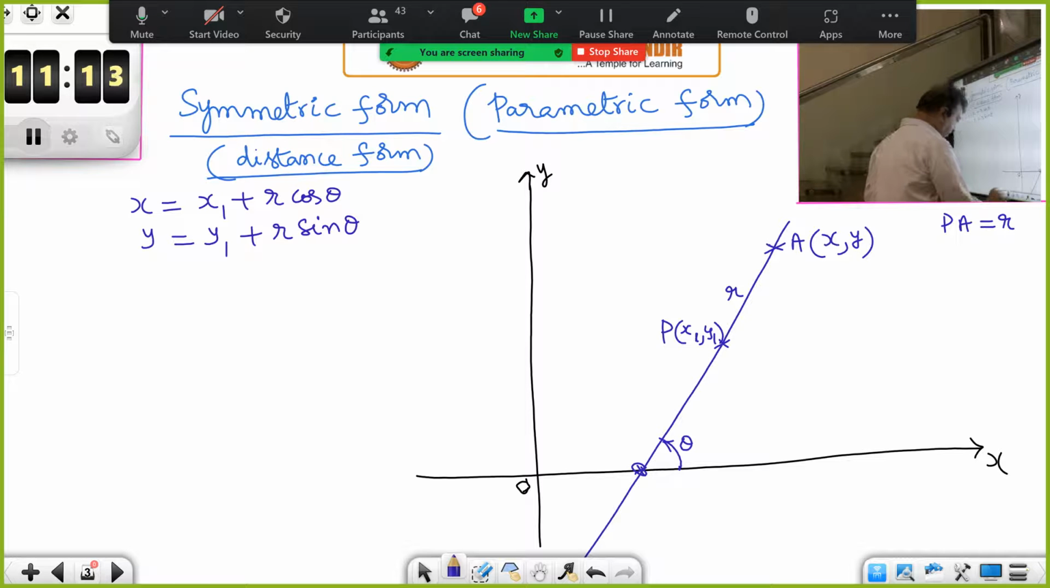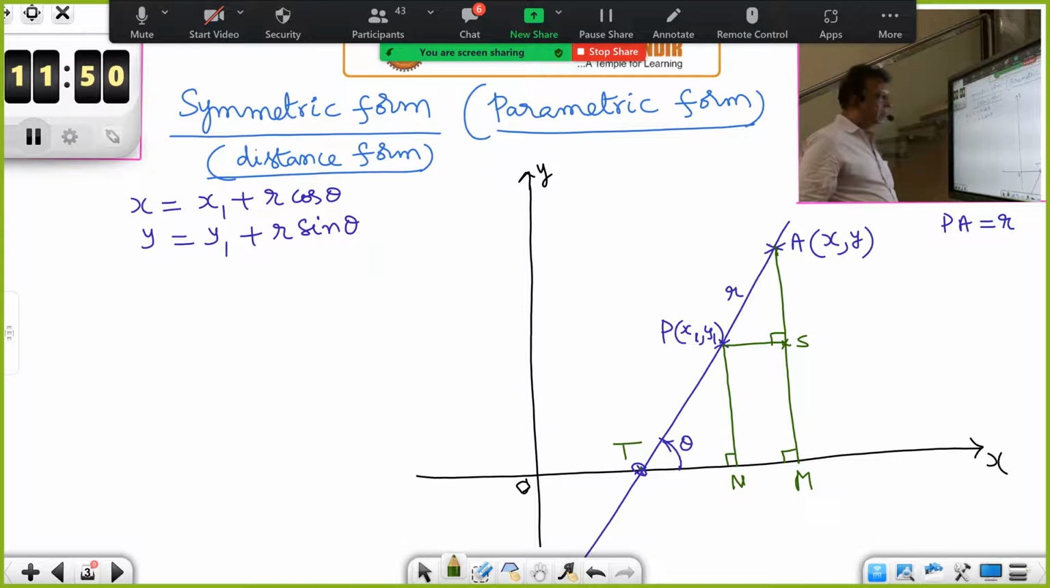See, the construction is: we'll draw a perpendicular from A to the x-axis. Suppose the foot of the perpendicular is M. From P also we drop a perpendicular to the x-axis. The foot of the perpendicular is N. And from P we drop a perpendicular to the line AM. Let us call this point S. This point, let us call it T.